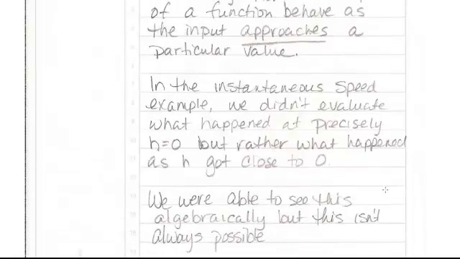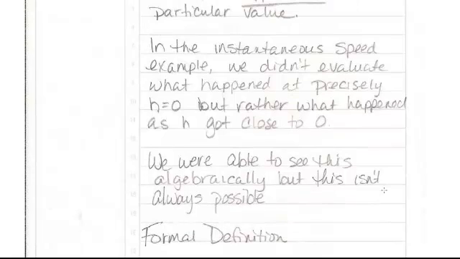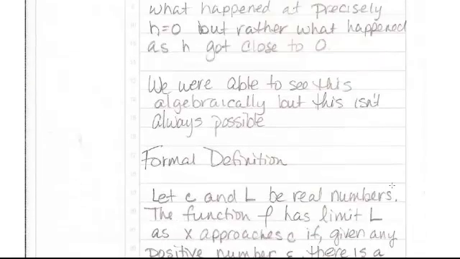We were able to see this algebraically. And if you'll remember in the notes, I gave you the algebraic proof of what you did in the table example. But the algebraic version isn't always possible for us to do. Most of the time, but not all the time. So this gives us a formal definition of the limit. And again, please don't panic when you see this.